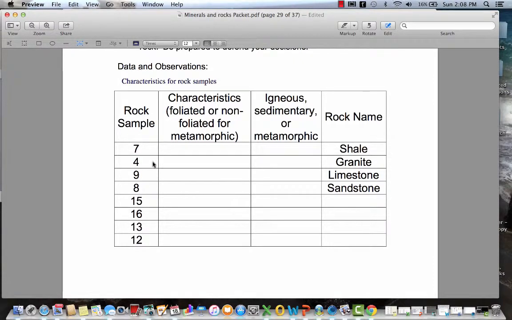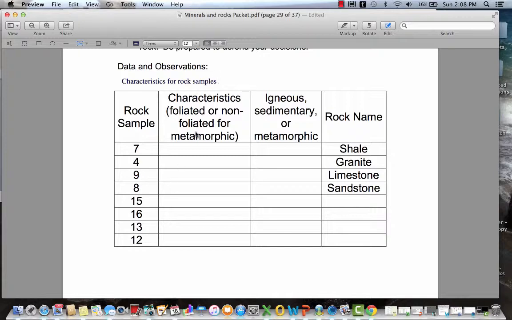Over here it has the rock samples 7, 4, 9, 8, 15, 16, 13, and 12. The numbers are on each of the rocks in the back. However, if they've rubbed off, I'll have a picture up here of what they should look like.